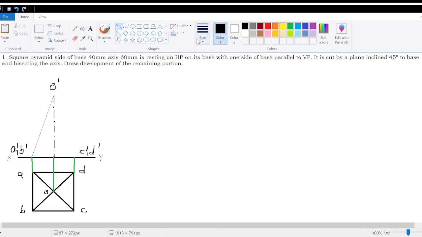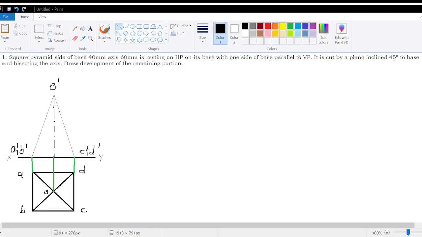Why? Because the question is based on a cutting plane. So you're asked to draw the development of the remaining portion. So the actual portion initially we'll draw as thin lines, then we'll convert the portion remaining into continuous lines. Okay. Now let us see how the cutting plane is located.